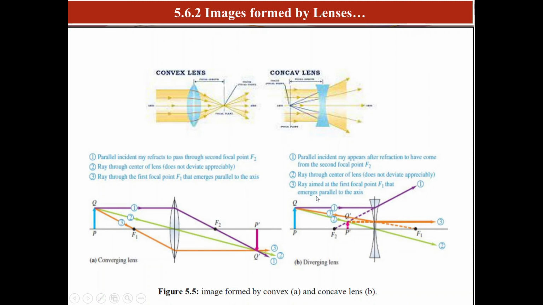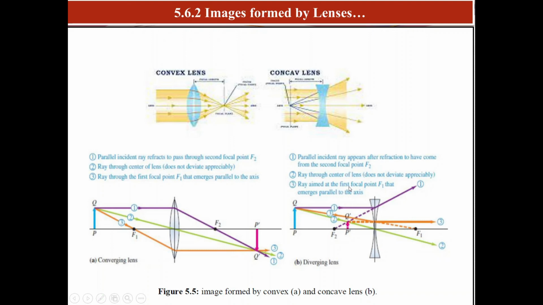And the second one, which says ray through the center of the lens, does not deviate. This ray, which is shown by green color, does not deviate. It continues following this straight path. The other one is a ray aimed at the first focal point. This is a focal point, and we follow this from this point up to this point. If you draw this imaginary straight line, this ray, after it passes through the center of the lens, will be parallel to this axis.